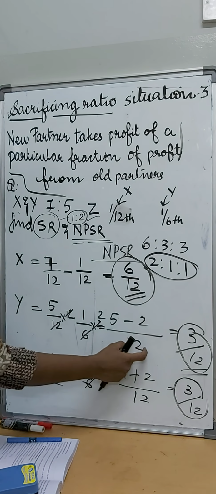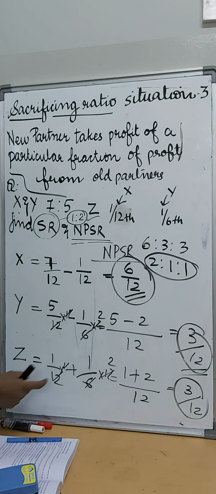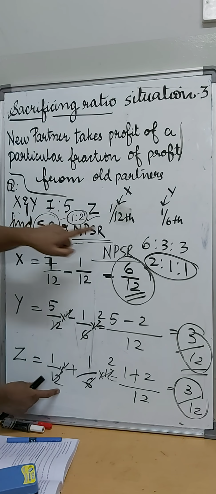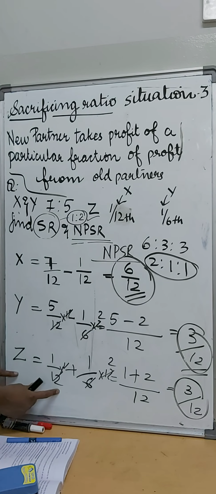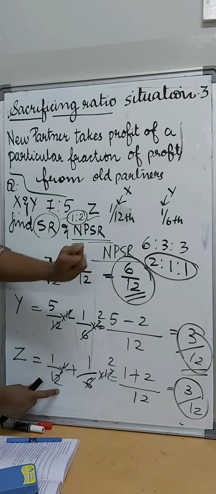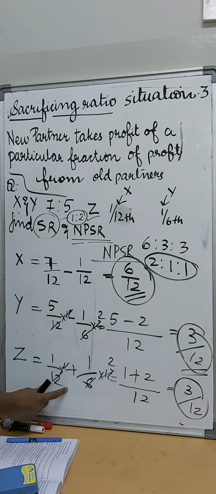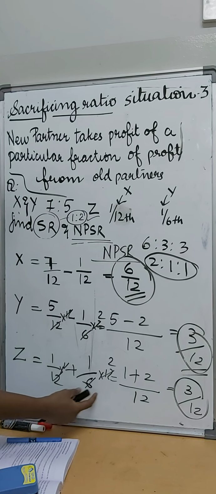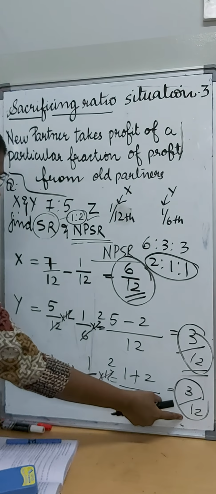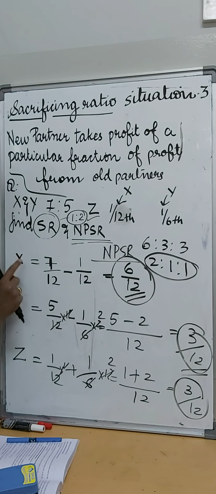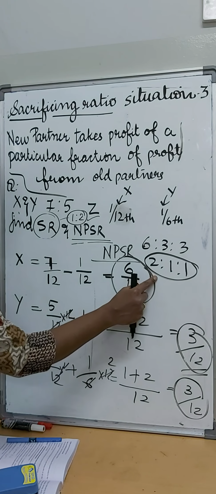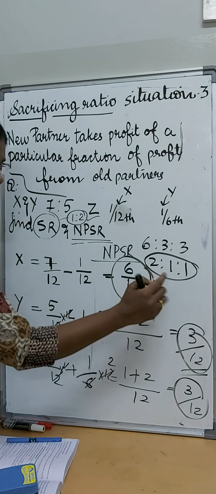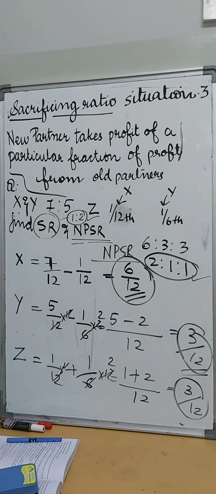I took the LCM here, then I got 3/12. Z acquired 1/12 from X and 1/6 from Y. So Z's new profit will be the share acquired from X plus the share acquired from Y. So 1/12 plus 1/6, I got 3/12. The new profit sharing ratio between X, Y and Z is 6:3:3. Otherwise I can write 2:1:1. Okay, fine. I hope it is clear.